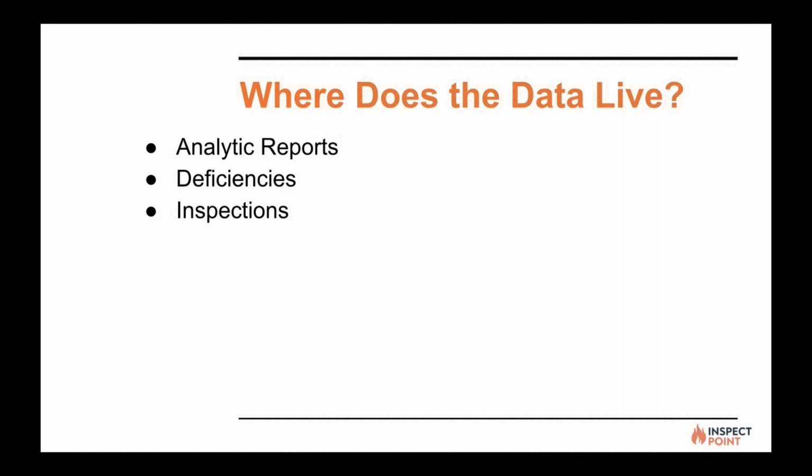For more specific information, from the analytic report, you can dive into the various areas. So you can look in your deficiencies and see the specific deficiencies from a high level that you're seeing in the analytic report. You can see much more granular, much more specific inside that deficiencies area. Same thing goes for your inspections. So in your inspections area, by using the different filters and the date ranges, you can get very specific and see maybe where some of those inefficiencies are living if you're noticing that in your reports.